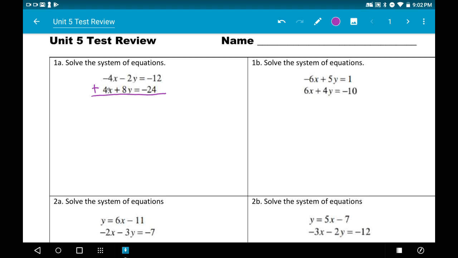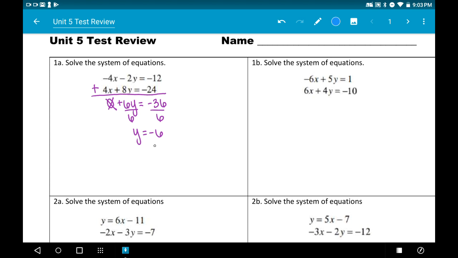So negative 4x plus 4x is 0. Negative 2y plus 8y is positive 6y. Negative 12 plus negative 24 is negative 36. And then this 0 here doesn't matter because 0 plus 6y is 6y. So I'm just going to cross it out. Now to get rid of this 6, I divide by 6. So y would equal negative 6 here.